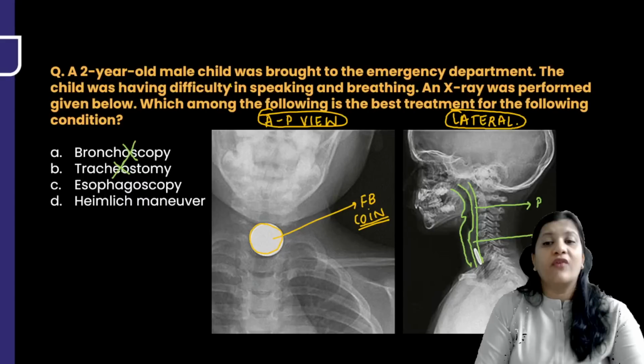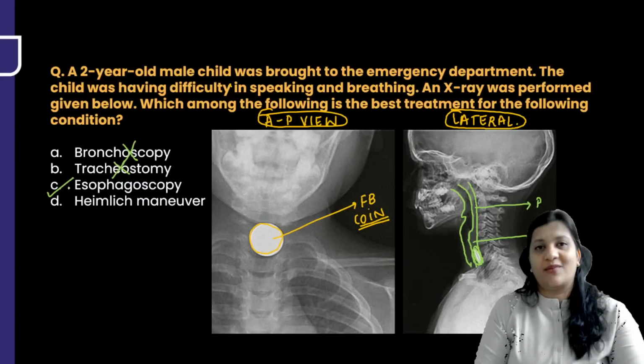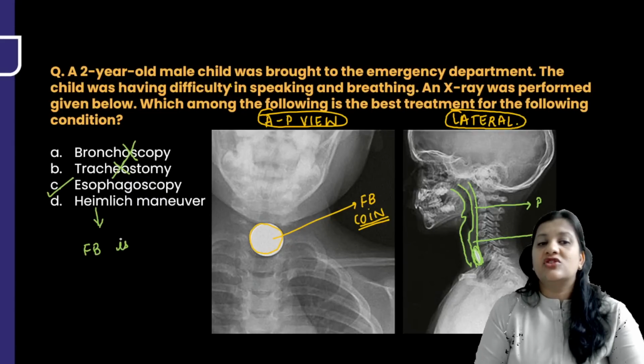The foreign body is in your esophagus, so you will have to do an esophagoscopy to remove the foreign body. Heimlich's maneuver is a maneuver done whenever the foreign body is choking the airway. So whenever there is a foreign body choking the airway, you will do a Heimlich's maneuver.